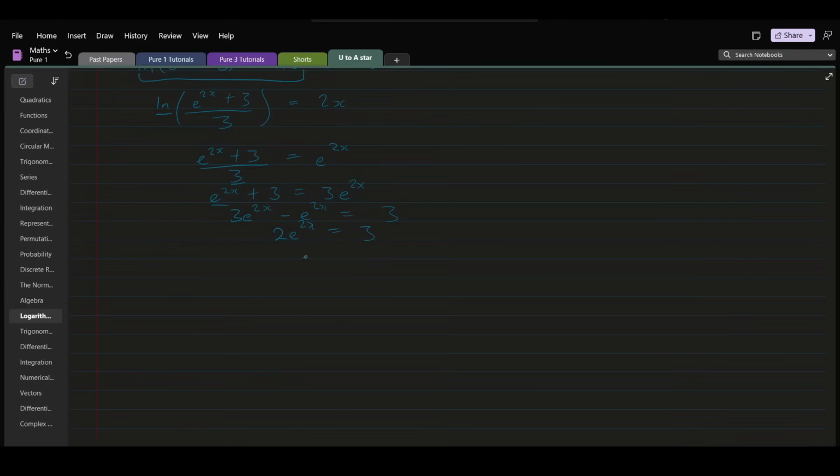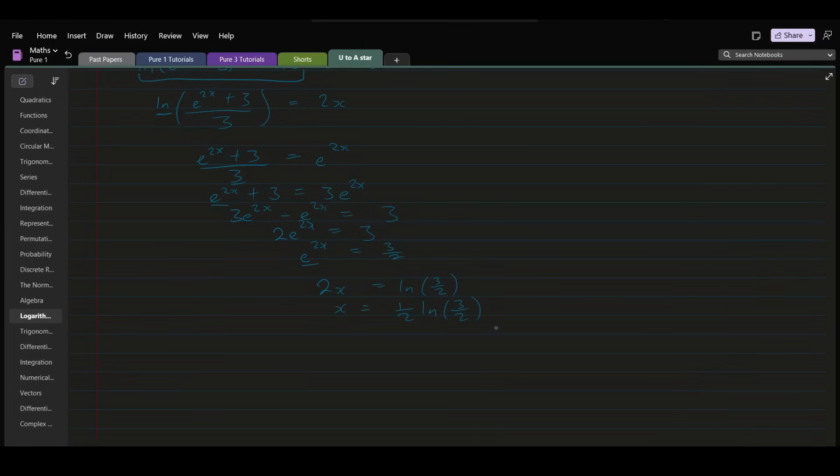Divide both sides by 2, e to the 2x is equal to 3 over 2. And then apply the ln function on both sides to get rid of this exponential. So that becomes 2x is equal to ln 3 over 2, and then multiply both sides by half to make x the subject of the formula. So x is half ln 3 over 2.